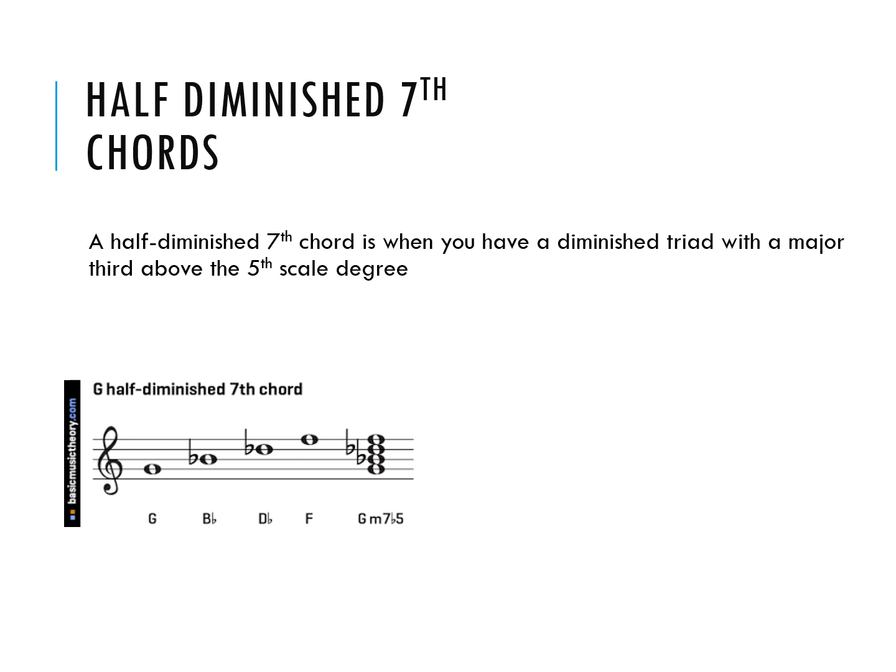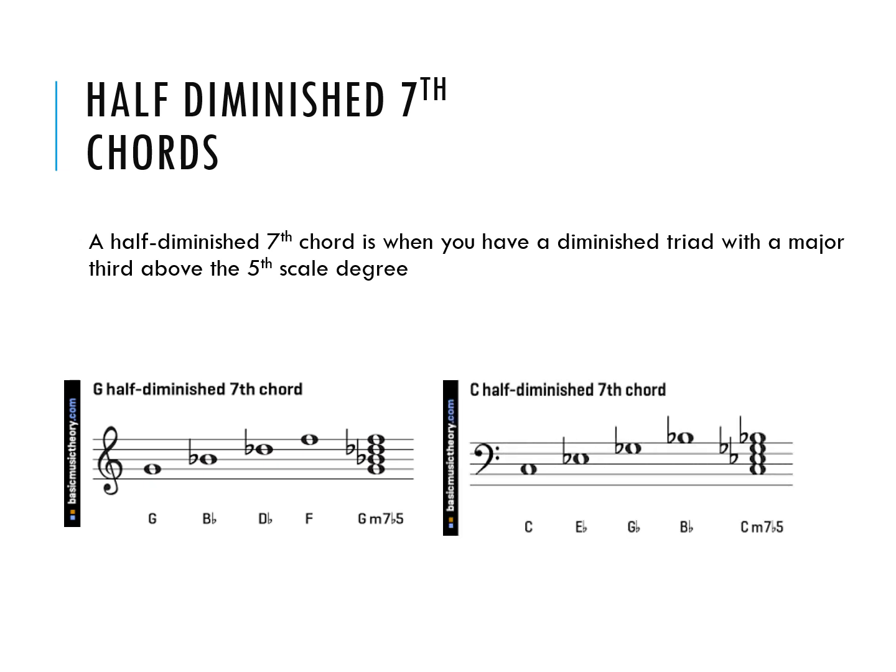triad, you would need the notes G, B flat, and D flat. Then a major third above the fifth scale degree, in this case D flat, would be F, making a G half diminished seventh chord consist of the notes G, B flat, D flat, and F.